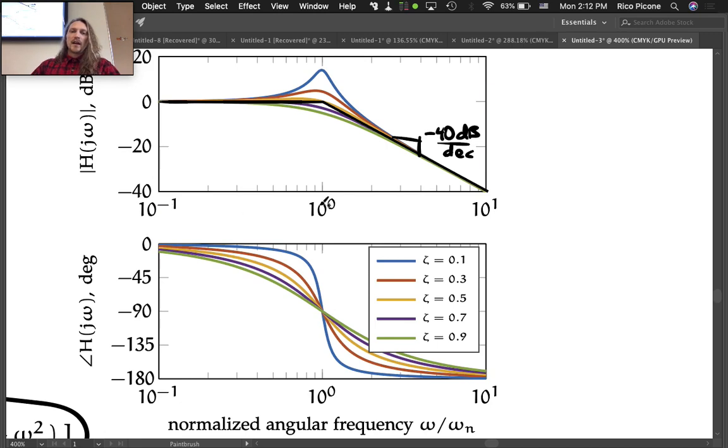Now, what does this break frequency correspond to in terms of actual frequency? Notice that we're at 10 to the 0 in normalized angular frequency on the Bode plot, normalized angular frequency being omega, the actual frequency, over the natural frequency. And it happens at 10 to the 0, in other words, 1. That tells us that our break frequency is just the natural frequency. So there's our break frequency. Very important.